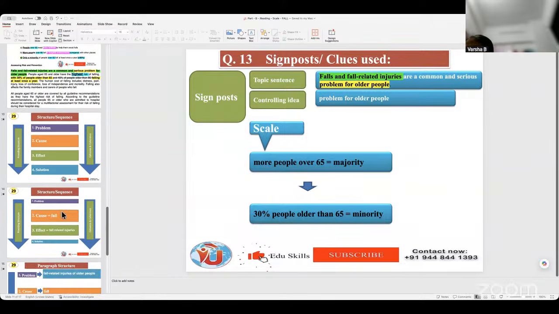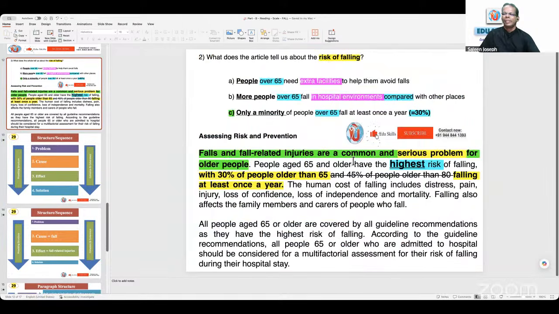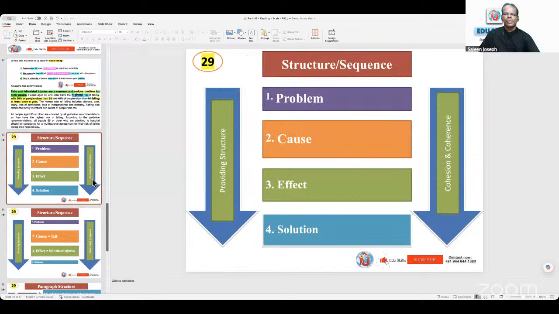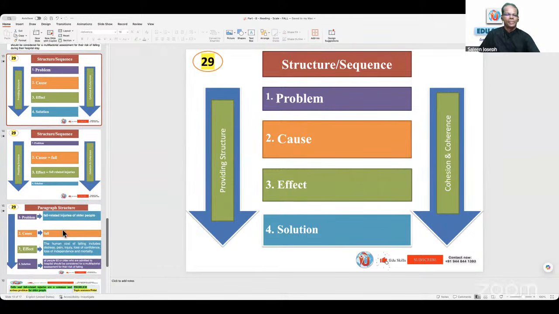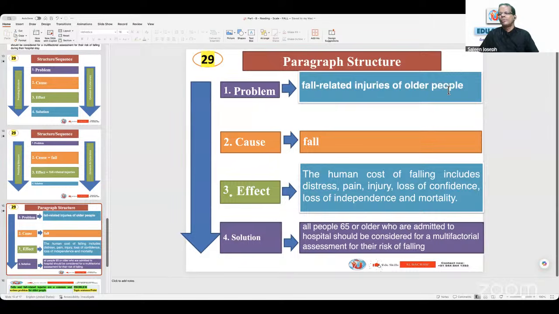Cool. This also has a structure. A problem is given. What is the problem in the topic sentence? Falls and fall-related injuries are the problem. Then cause is given, then effect, then solution. What is the cause? Cause: fall. Effect: injuries. Then solution. Now you see, problem: fall-related injuries of older people. Cause: fall. Effect: the human cost of falling includes distress, pain, injury, loss of confidence, loss of independence, and mortality. Many effects are given. How many? 1, 2, 3, 4, 5, 6. Six effects are given.